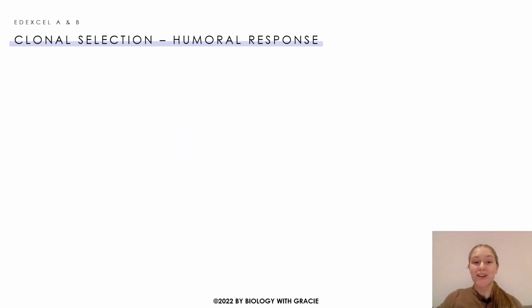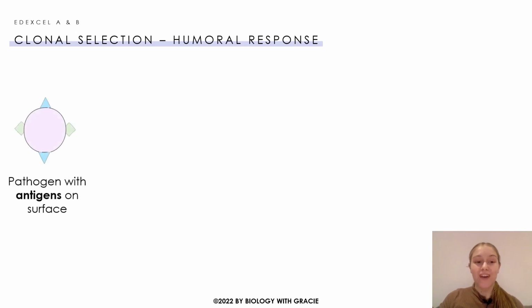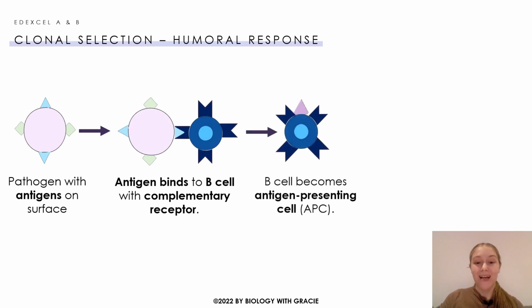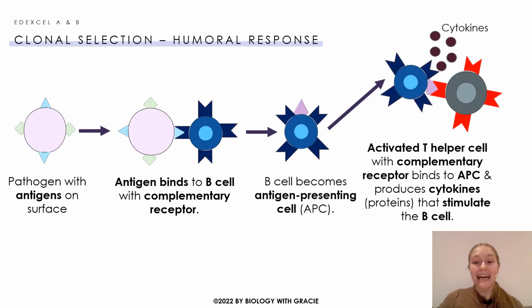Now we're going to discuss clonal selection. So the first stage again is we've got a pathogen with antigens on its surface, and the antigen binds to the B cell with a complementary receptor. So then the B cell becomes an antigen presenting cell. And then the activated T helper cell, so remember from our T helper cell activation portion of this video, with those complementary receptors binds to that antigen presenting cell and produces cytokines, which are a form of protein that stimulate that B cell. So then we're going to go on to the next slide to discuss the next few stages.